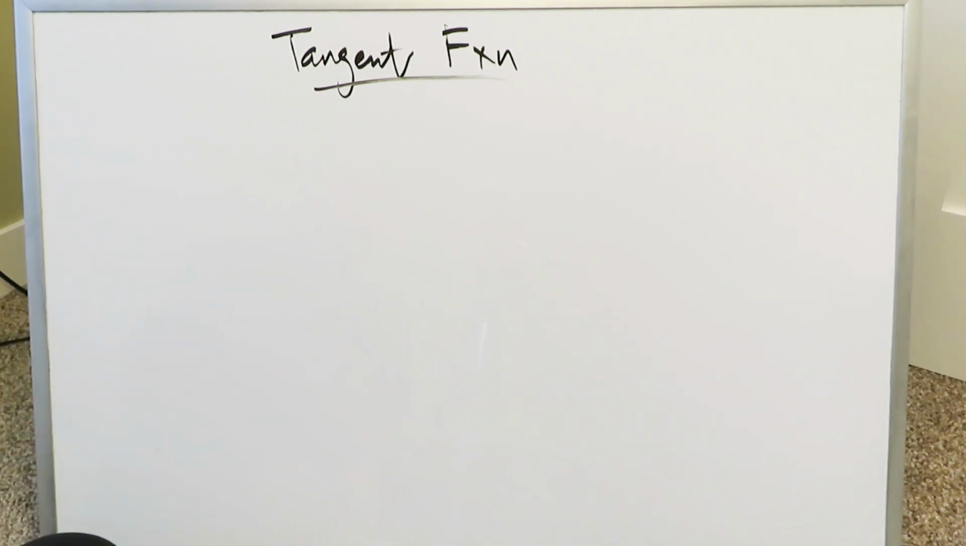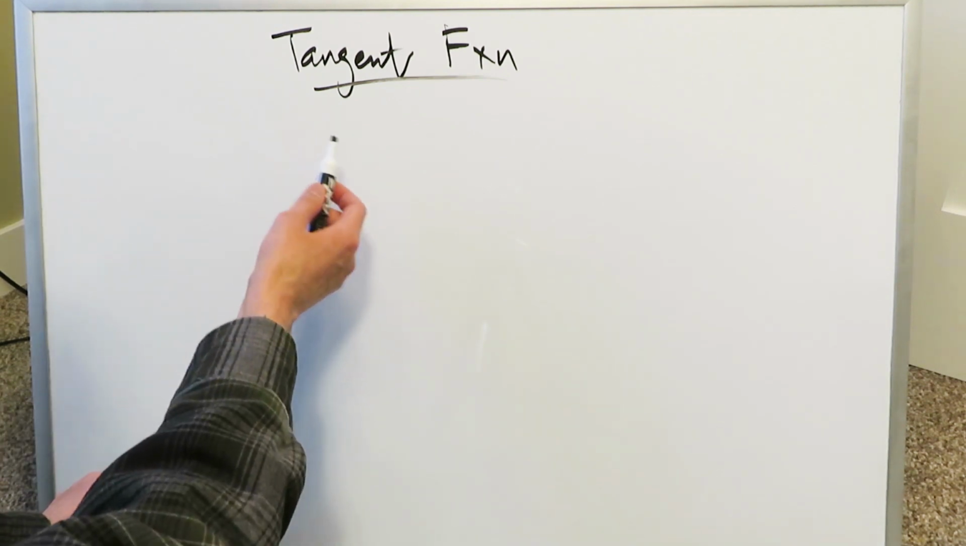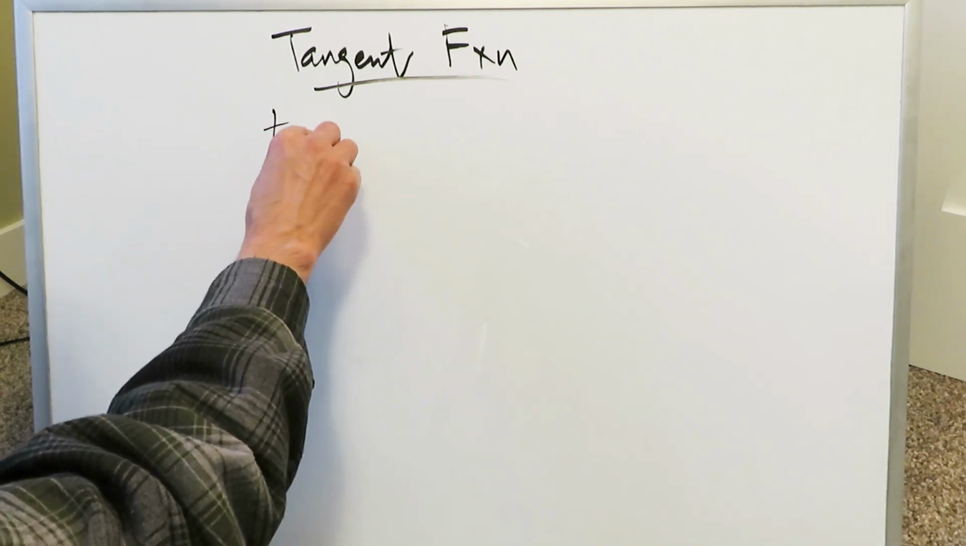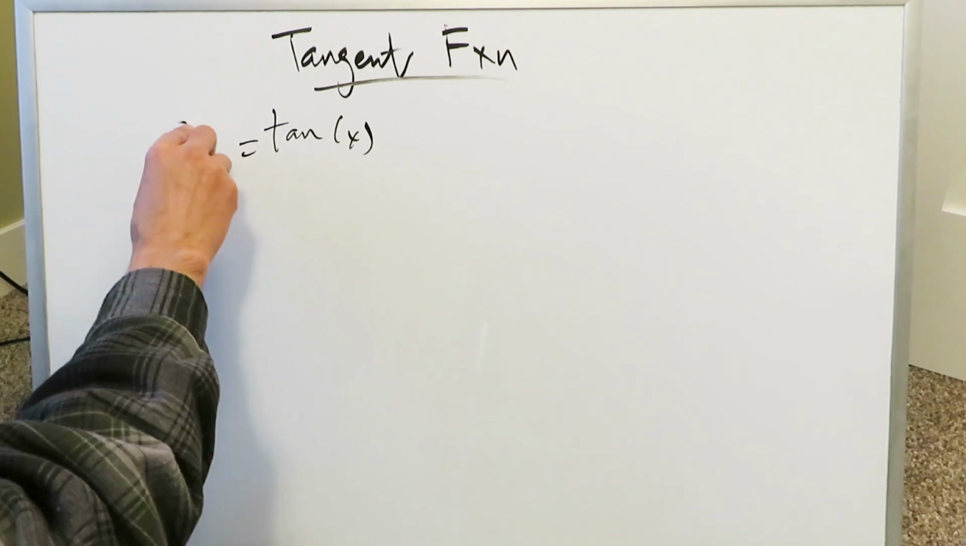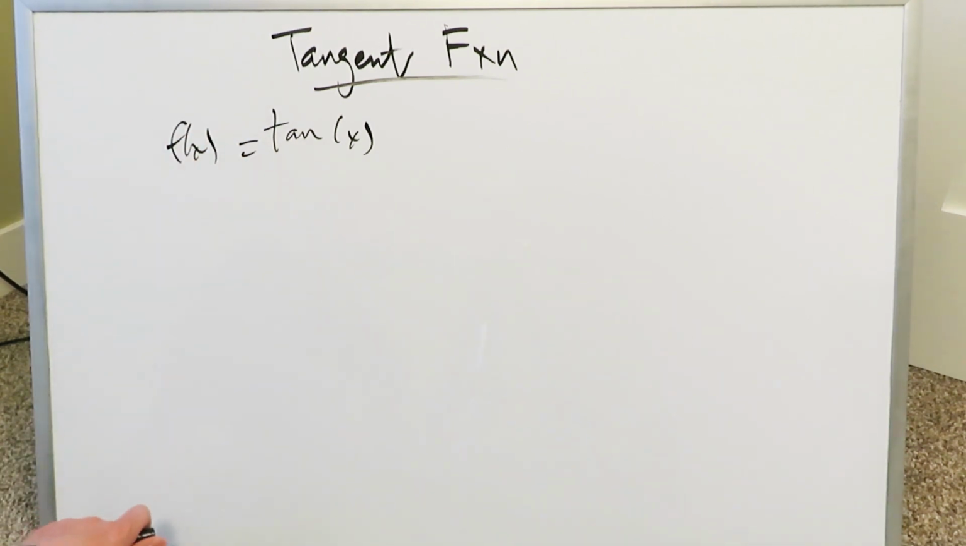We're looking here at the tangent function. The tangent function is an odd function, and it looks basically like this. You have f of x or y equal to a tan x. The reason it's an odd function is because it has origin symmetry.